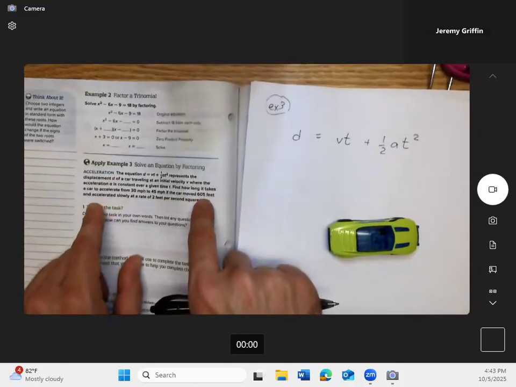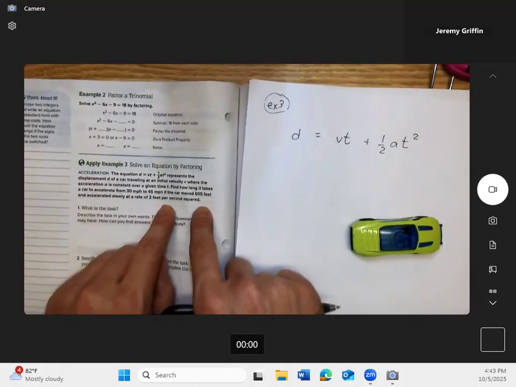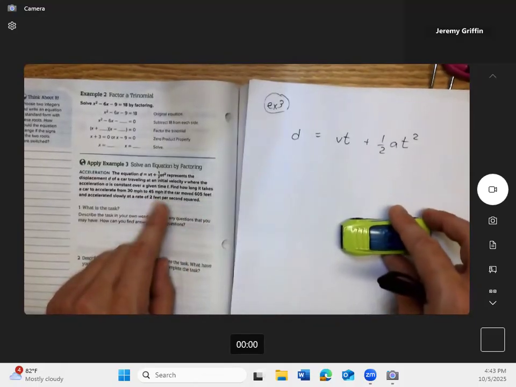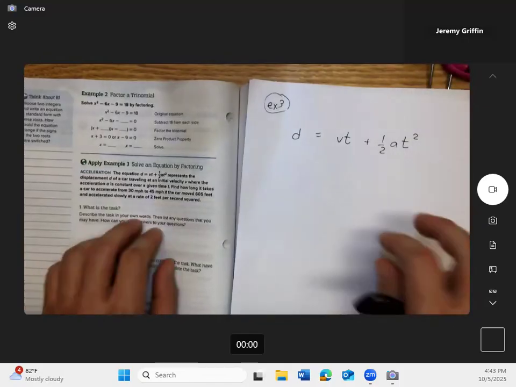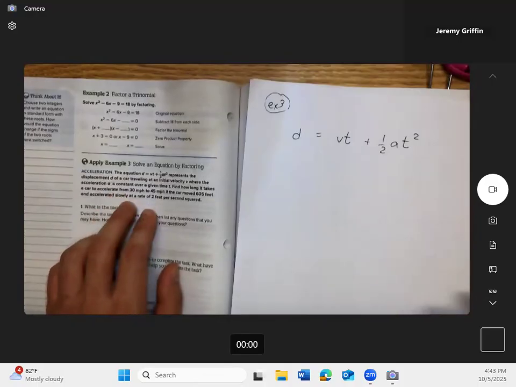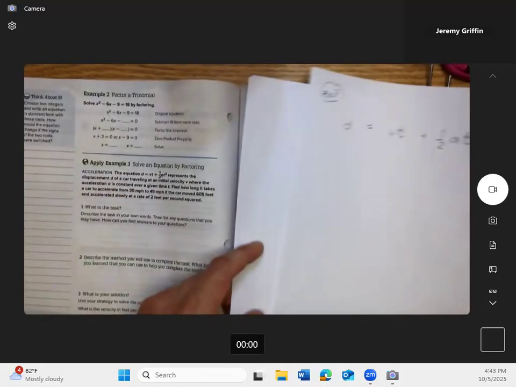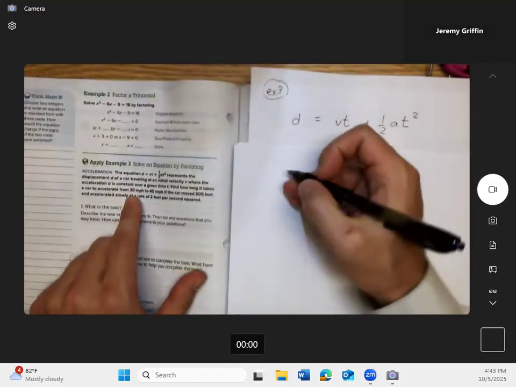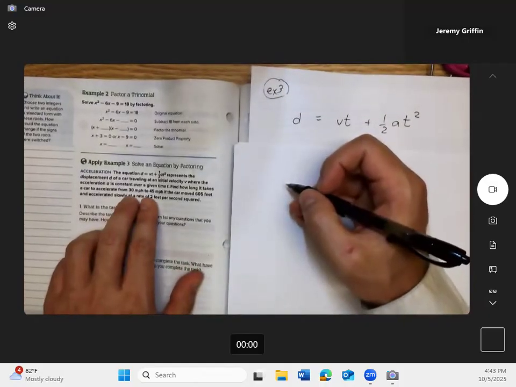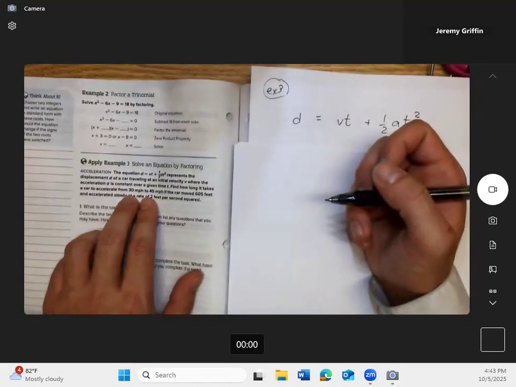The car moves 605 feet and accelerates slowly at a rate of 2 feet per second squared. Now that I'm looking at this, I'm realizing they're mixing and matching a bunch of units, so we're going to have to do some unit conversion. That's okay, because we've got miles per hour and feet per second. Let's do a little side thought here, and we're going to come back to this. Let's figure out what these speeds are: initial velocity, final velocity.